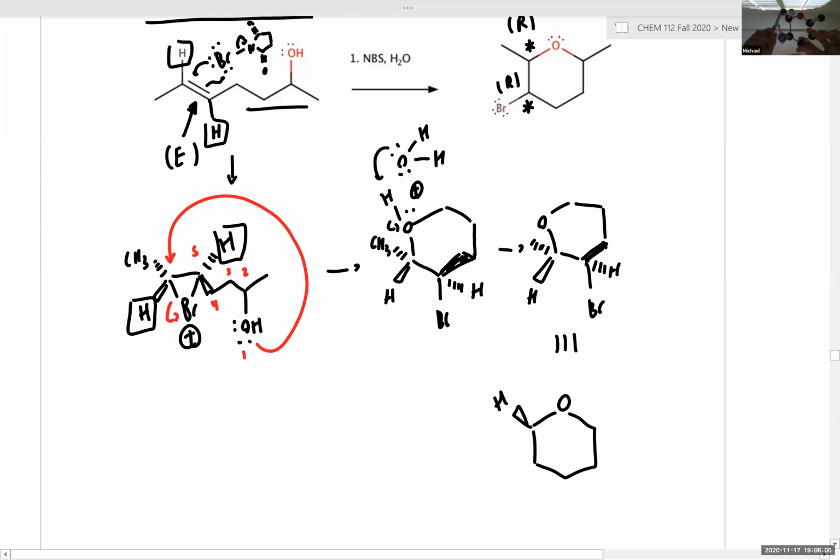And what about this methyl group? Is it pointing towards or away from us? It's pointing away from us. What about the bromine? Is it pointing towards or away from us? Towards, yep. And what about the hydrogen? It's pointing away from us. Okay, so there we go.